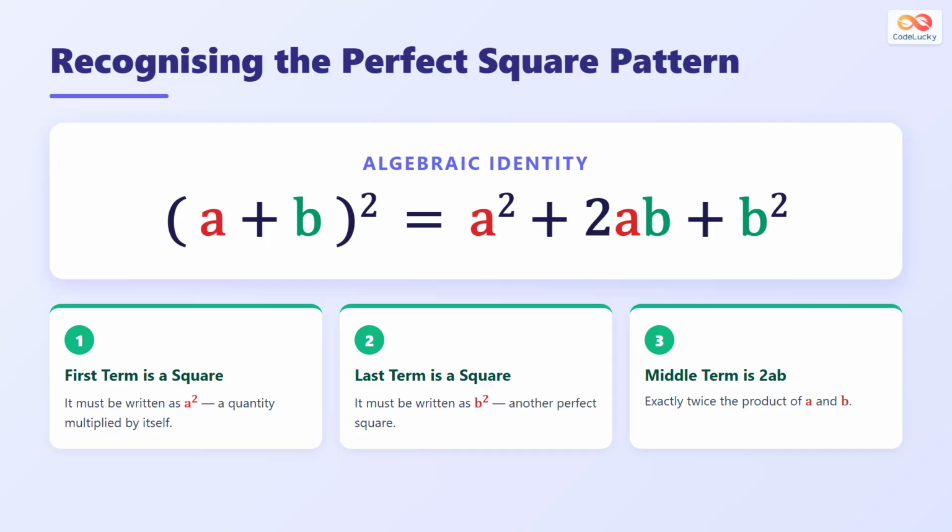Whenever the first and last terms of a trinomial are perfect squares, and the middle term fits a special relationship, we can apply the identity. The identity says that a plus b whole squared equals a squared plus 2ab plus b squared. To use this pattern, three conditions must be true. The first term must be a perfect square, the last term must be a perfect square, and the middle term must be exactly twice the product of a and b.